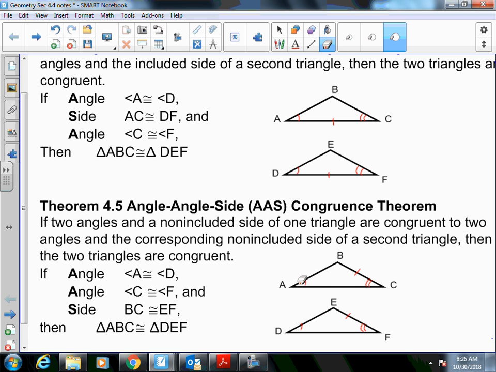Right? So I couldn't have angle A and angle C congruent to angle D and F, and then side B congruent to side E, right? It has to be corresponding sides.